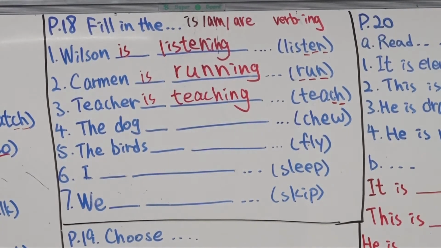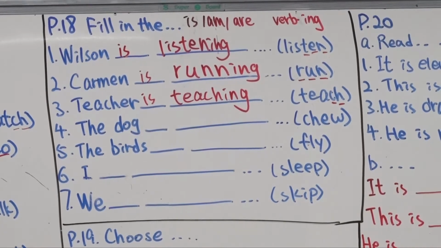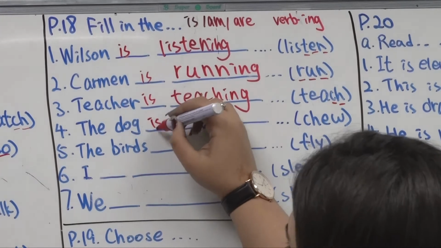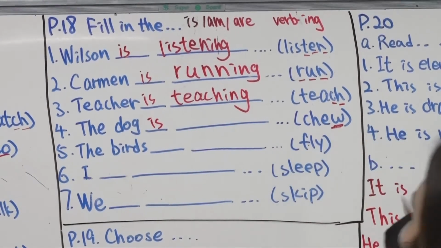Alright. Next one. The dog, what's a bone? Chew. Remember one of the rules? Okay, we will talk about the spelling rule later. The dog is followed by is, am, or are. Or the dog is one, right? The dog is. Okay, there's something special here.